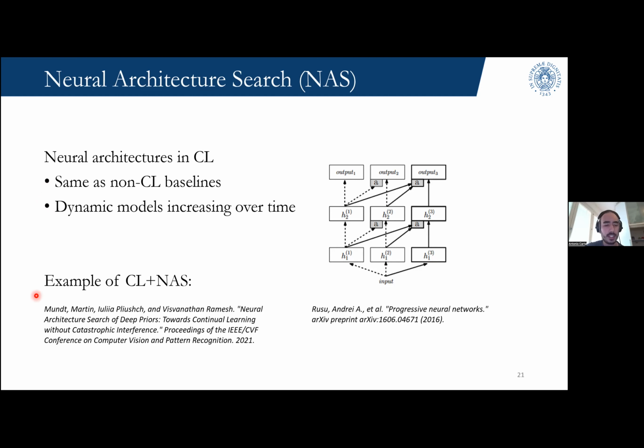The only example that I know of continual learning plus neural architecture search is this work on deep priors. So they did neural architecture search, and if I remember correctly, they tried to find randomized models that were good for continual learning. And this is the deep prior part.